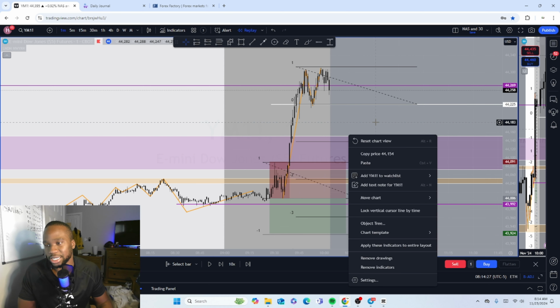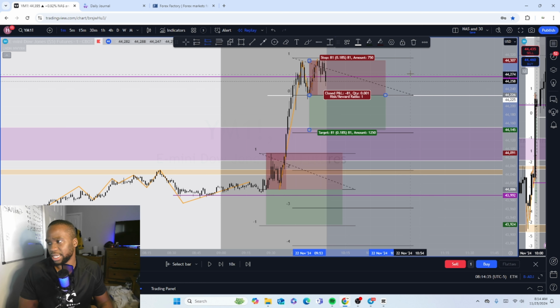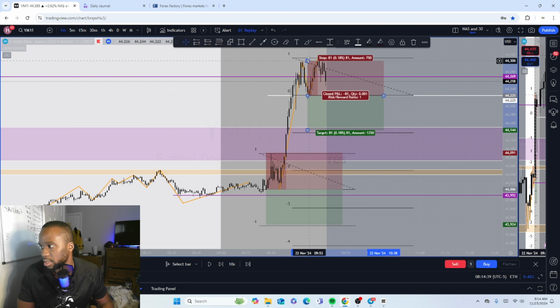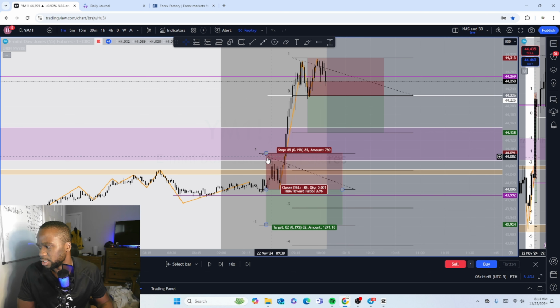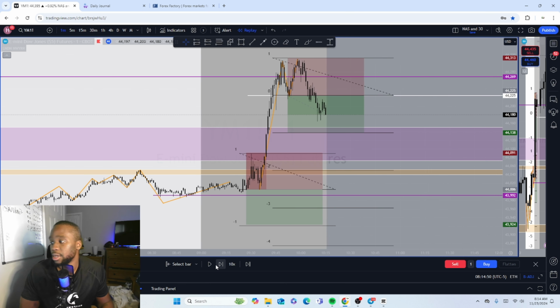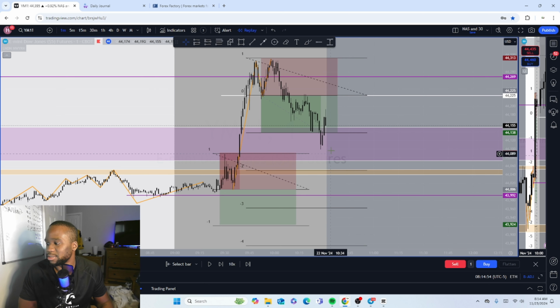Next trade ran into the next area of interest. I liked what I seen. It made sense to take. So I was looking for an easy 1-1, another easy 1-1. And let's fast forward the clips. This one worked out pretty well and pretty fast, by the way.